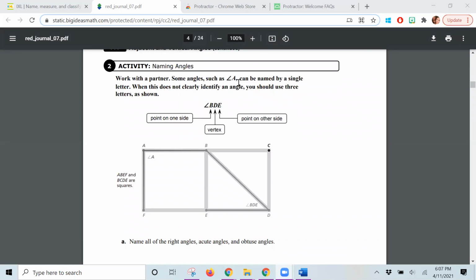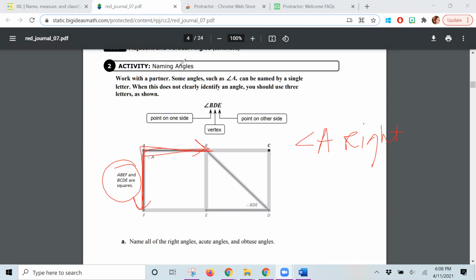Sometimes angles such as A, like angle A right here, can be named by a single letter. And so sometimes you have this ability to name it by a single letter, like angle A, because it is clear what that angle is. There's only 2 lines coming from that, which means A is going to be our vertex. Angle A is going to be a right angle because there's only 2 lines coming from it and it does form a right angle. Keep in mind that these are both squares.